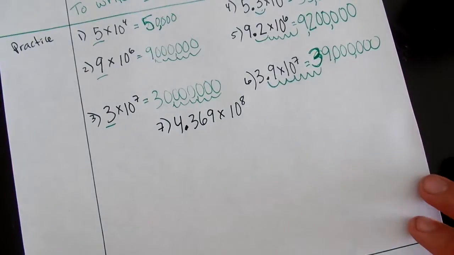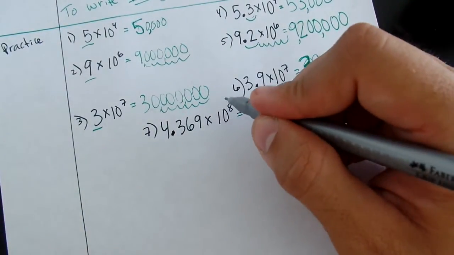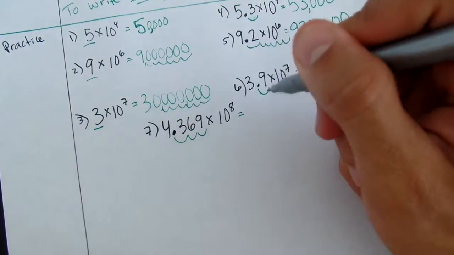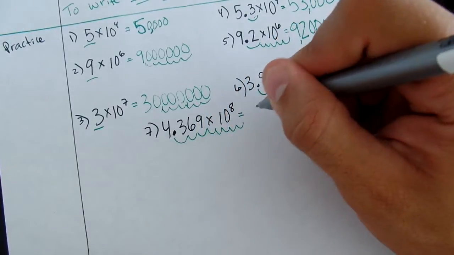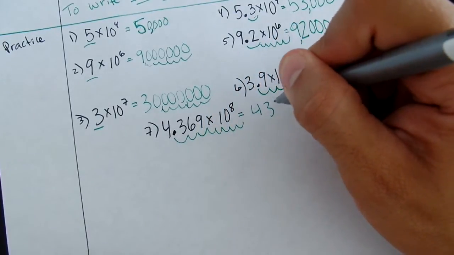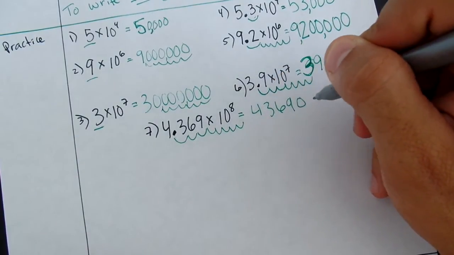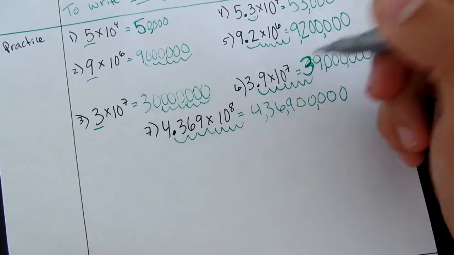This we have kind of seen in real life. Again, this 8 just means 8 spaces. So 1, 2, 3, and then the next 5 are going to be zeros. So 1, 2, 3, 4, 5. So we have 4, 3, 6, 9. These are our first 3 spaces, and then 5 more to get to that 8.